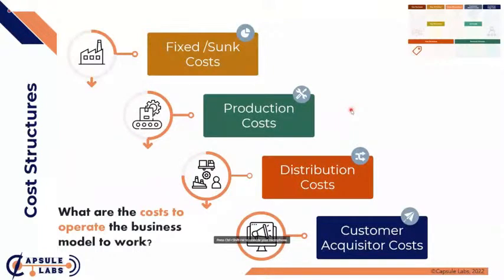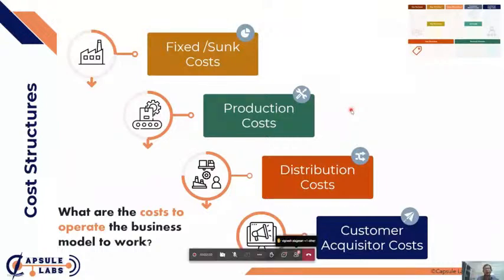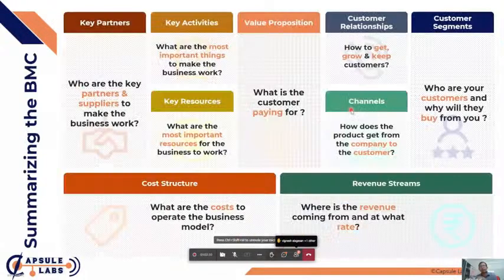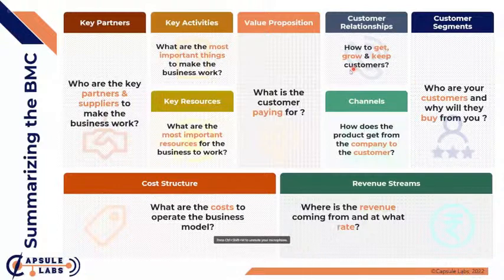So when you summarize your entire business model canvas, essentially what we are looking at is trying to understand what is it that the customer is paying for, which is your value proposition. Who are those customers and why will they buy from you? Who are those specific customers? How do you build relationships with those customers? And which channels can you use to build those relationships? How can you reach out and influence your customer segment and build customers? How can you grow and sustain your customer pool? And therefore, what is the revenue that you can generate from that? Where is the revenue coming from and at what rate?